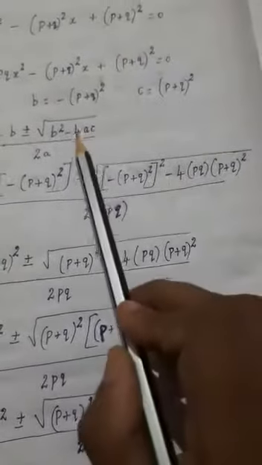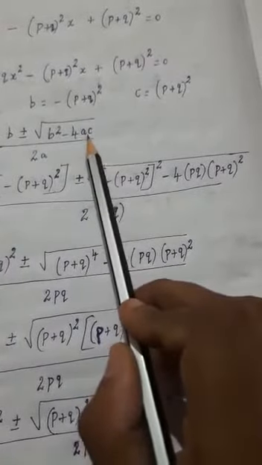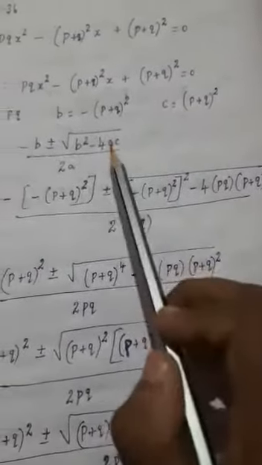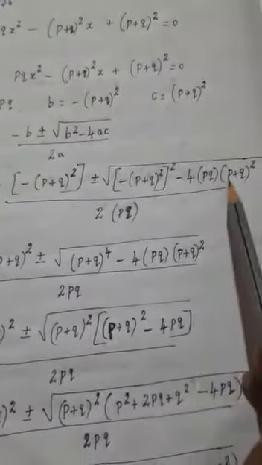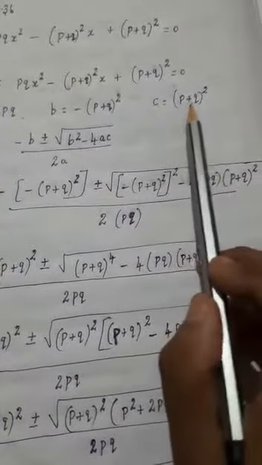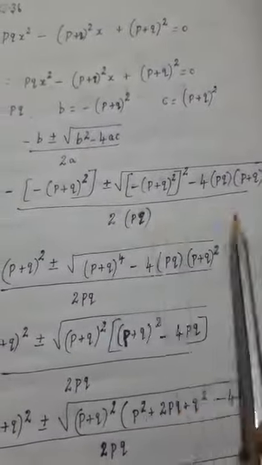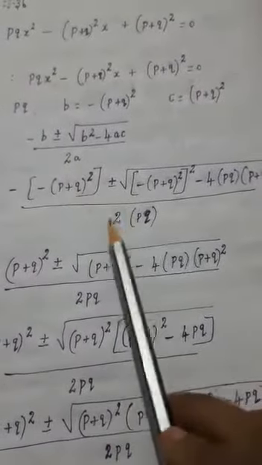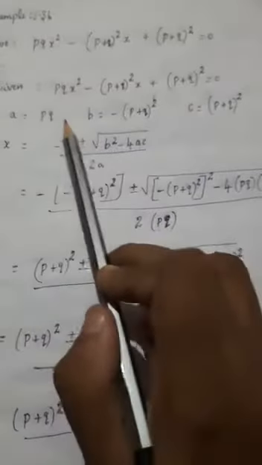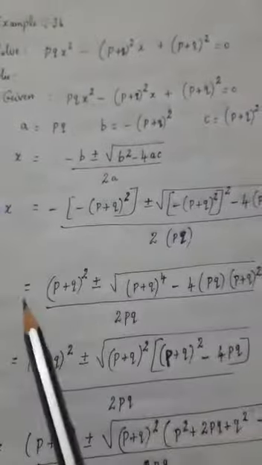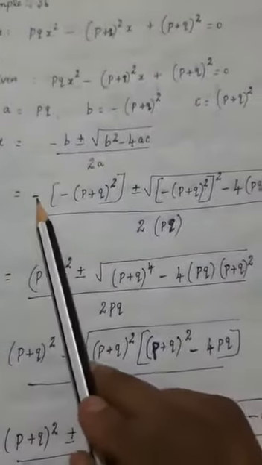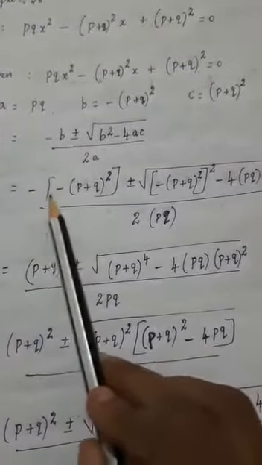Minus 4 into, then you know that 4ac means 4 into a into c. 4 into a value here, what is it? pq. pq into c here, what is it? (p plus q) the whole square, divided by 2 into a. So that means 2 into a value here, what is it? pq. So 2 into pq. Now you can simplify. You know that minus minus, that is multiplication, it will become plus only.